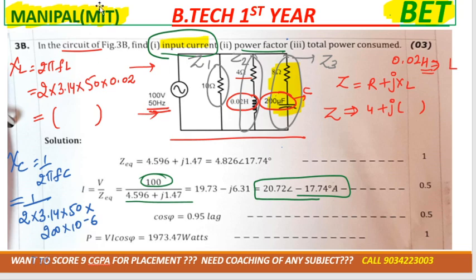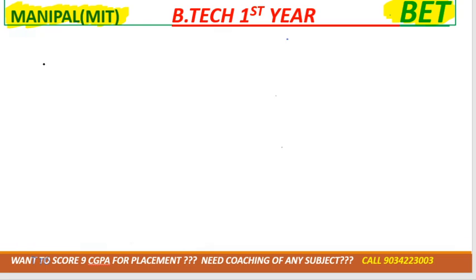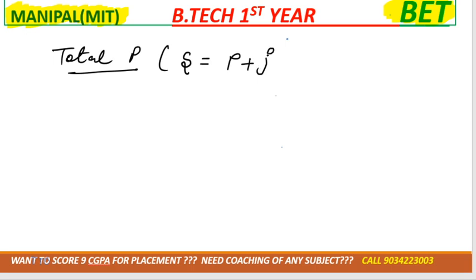Okay, now after that they are asking the total power consumed, right? Basically maximum of the students ask, ma'am, total power is the apparent power, so you need to write that apparent power in the form of P plus jQ. What is P over here? That is active power, Q is reactive power. So what is the formula of P? As I told you, VI cos phi.